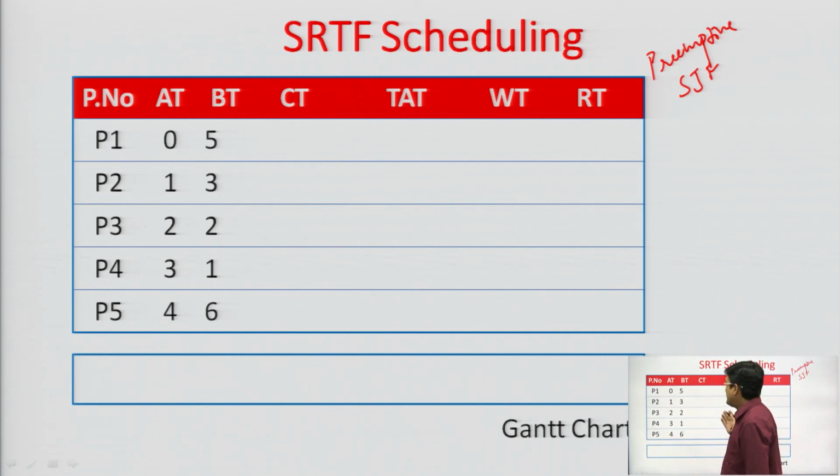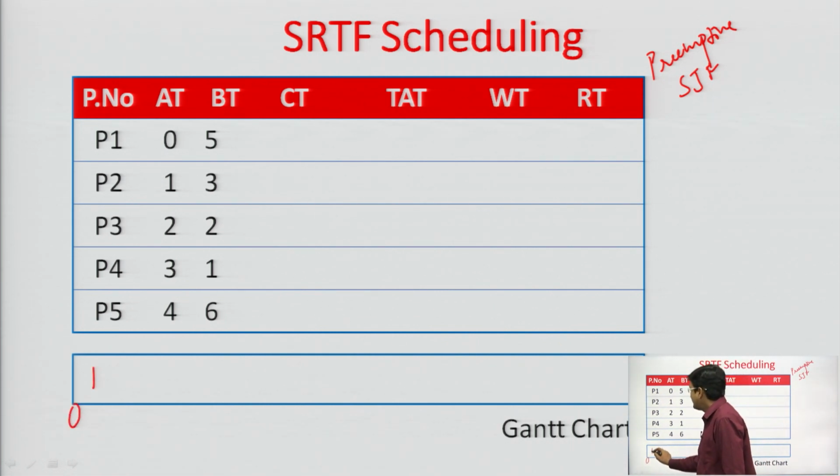Fine. Let us see this with an example. We have 5 processes in the system. Arrival and the burst time of these processes are given. At the 0 time, only one process is available, that is P1.